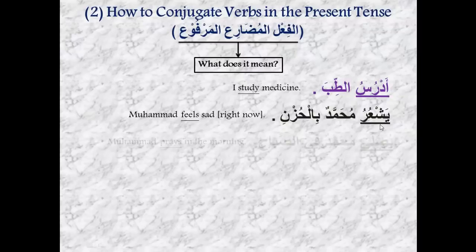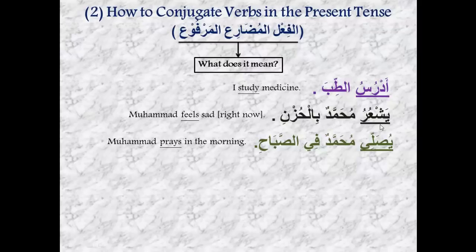Last but not least, we have يصلي محمد في الصباح. Translation: Muhammad prays in the morning. Now, the understanding here is that Muhammad prays every morning, not just this morning, but also yesterday and the day before, into the past. So another translation would be Muhammad would pray every morning. This action of praying is continuous and habitual.